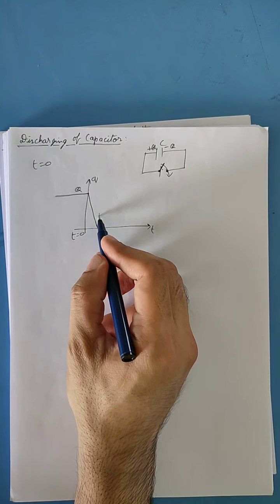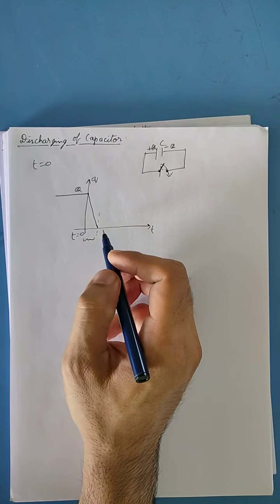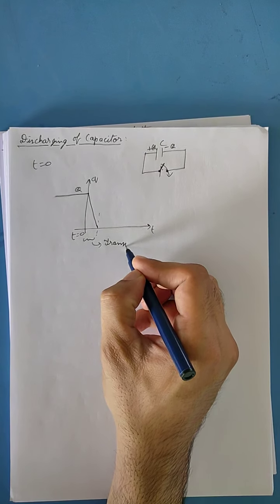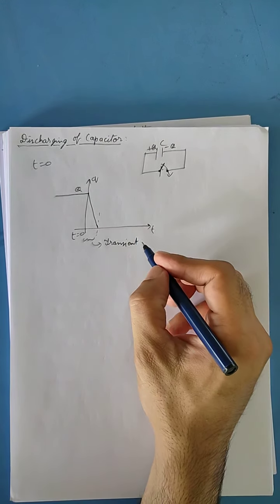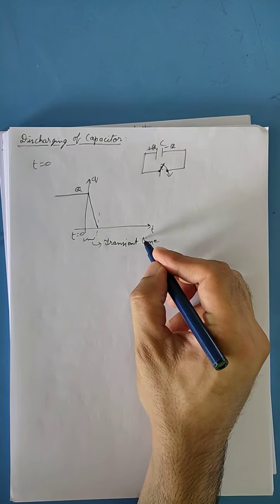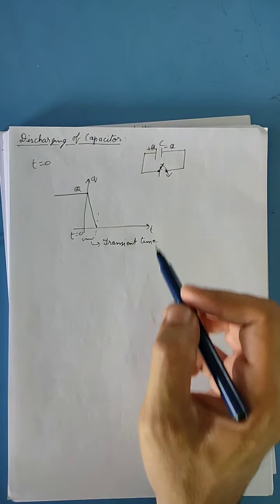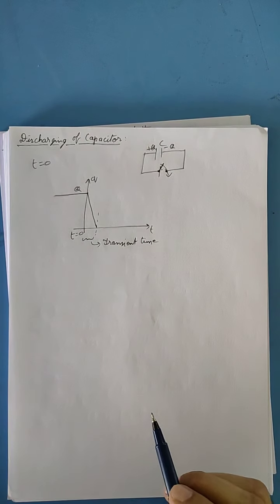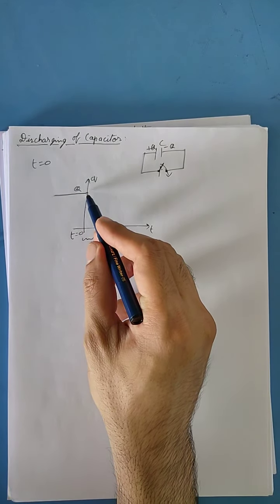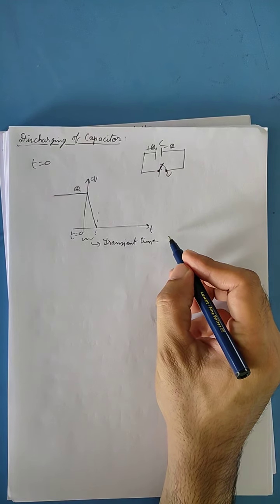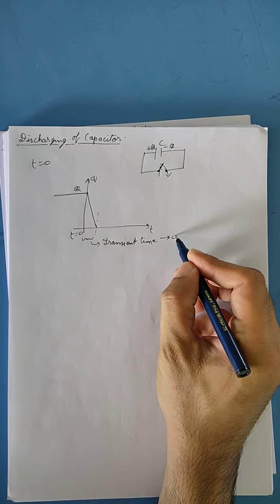So this is also transient time. Just like we studied in previous videos during charging, this is the transient time of discharging. As soon as the switch is closed, the charge becomes equal to 0, and this transient time is so small that we can assume that it is tending towards 0.